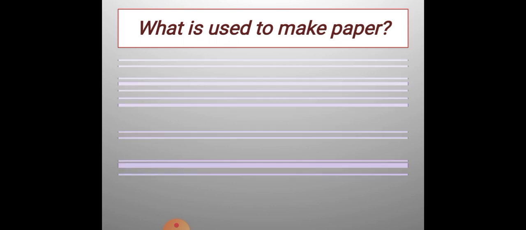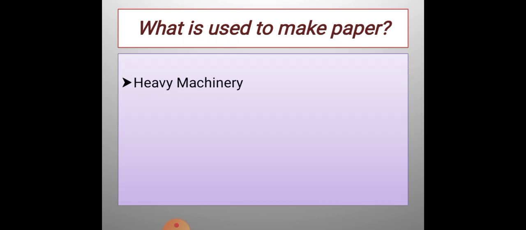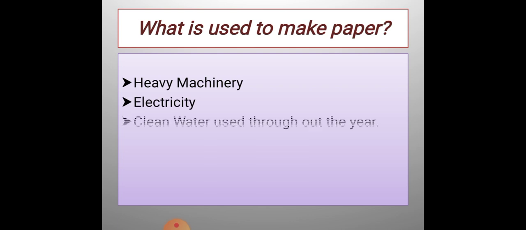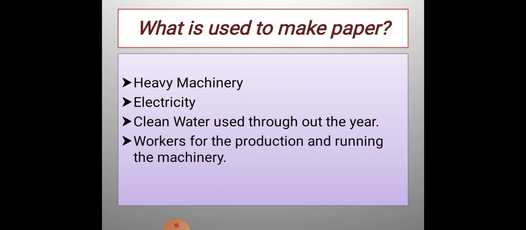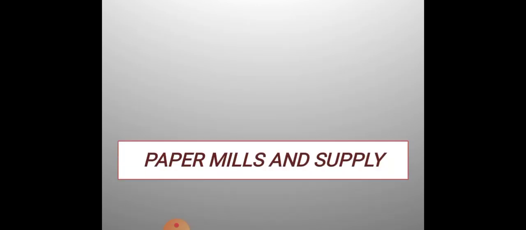What is used to make paper? What do you think? Now we have seen that wood is necessary. We need heavy machinery. We need electricity. Ideally, in 1 year, they use up to 25 megawatts of electricity. That means the paper mill uses that much energy in order to produce paper. Then they need clean water used throughout the year to clean the wood, to run the machinery and for the production.